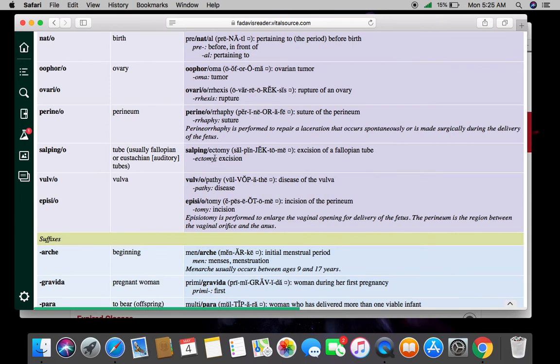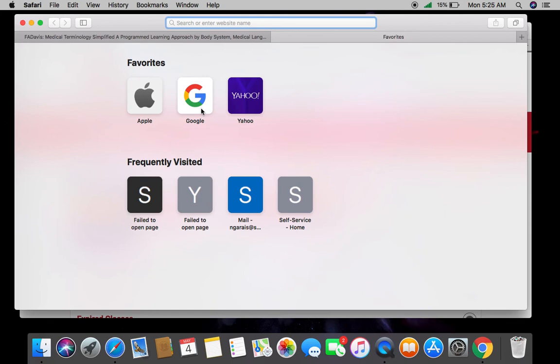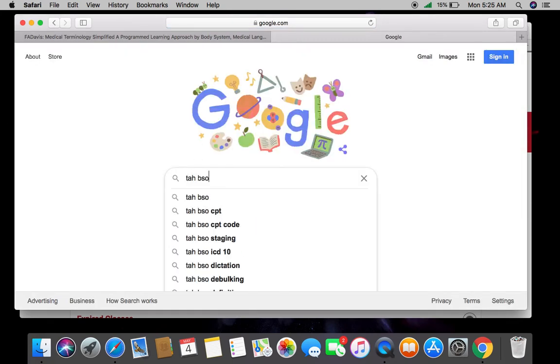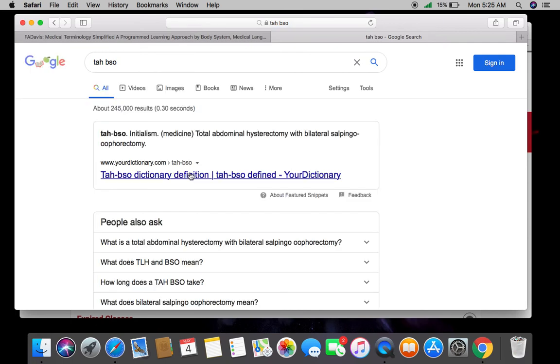Salpingectomy, removal of your fallopian tubes. Now, we can remove everything, and that's called a TAHBSO. So let's look at that. Let's look at that 25-cent word: total abdominal hysterectomy with bilateral salpingo-oophorectomy. Right? TAHBSO, and sometimes we call it TABSO.